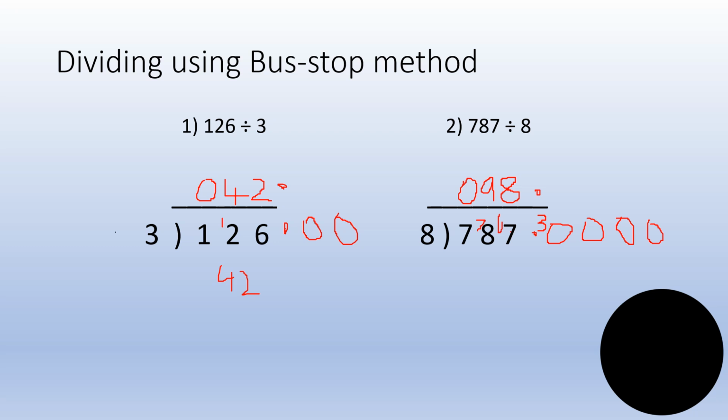8s into 30, 8, 16, 24 goes in 3 times, and I've got 6 left over which I need to carry. 8s into 60, that will go 7 because 8 7s are 56 using my times table, and I've got 4 left over. If I can draw the 4 there. And now I've got 8s into 40, which I know go in 5 times. 8 5s are 40. I've got nothing remainder, so I'm now finished. That gives me my final answer of 98.375.